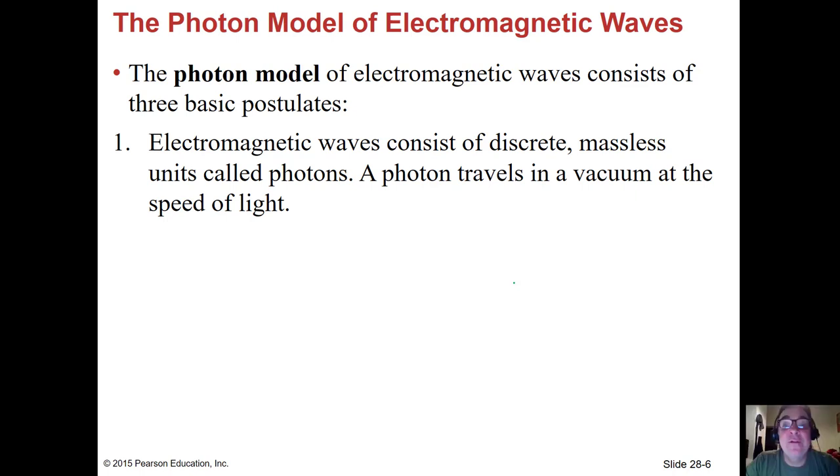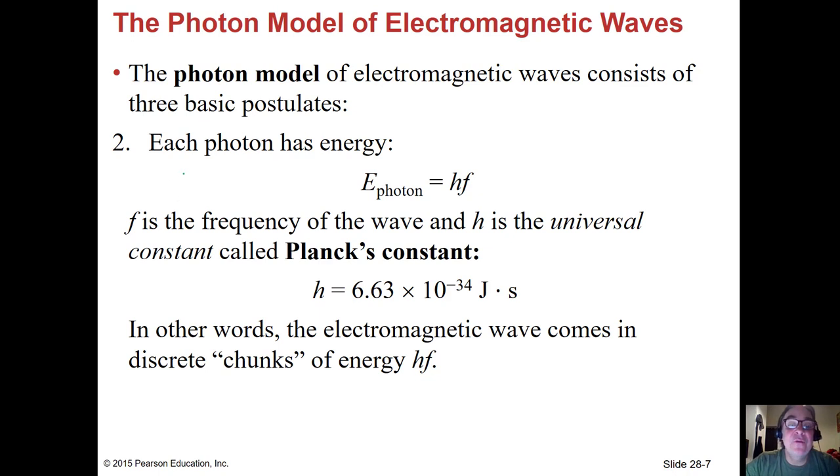Okay, so the photon model for electromagnetic waves consists of three basic ideas. These waves consist of discrete massless particles called photons. On a nice sunny day, if you go outside and you're in the sun, you feel warmer. I like to think of it as photons actually hitting me. That's why I feel warmer. If you go in the shade, not as many photons are hitting you. You're still outside, but you feel warmer in the sun because you're getting hit with these photons. Okay, good. And photons, just like electromagnetic waves, travel at the speed of light, so 3 times 10 to the 8th meters per second.